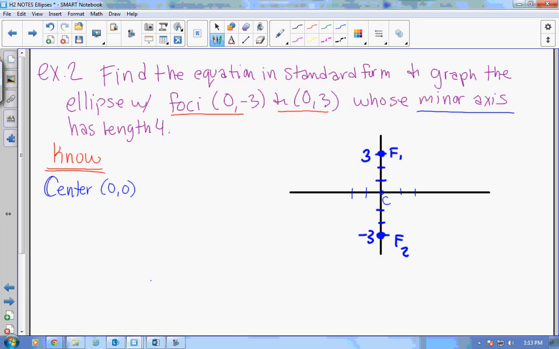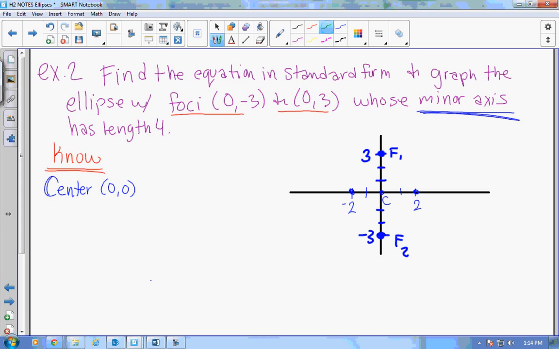Okay, because then we know we have some vertices here at the minor axis, -2 to +2. How come I know the minor axis is on the x? Because the focal axis is the same thing as the major axis, right? The foci have to be on the major axis, which means perpendicular to that, the x's would have to be the minor axis. Okay, so this is our minor axis.